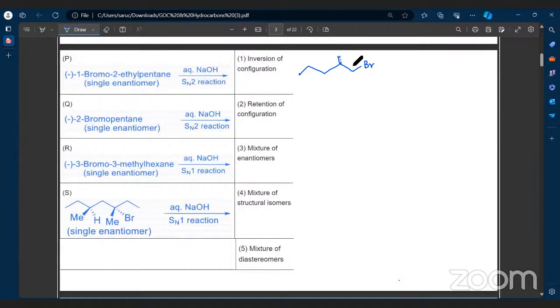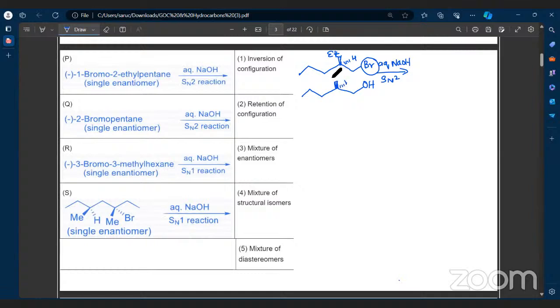And here you can see there is H, and the ethyl group is present over here. Now we are moving to the SN2 reaction. In SN2 reaction, what would be the product in presence of aqueous NaOH? Here Br will be replaced with OH. This will be your product.